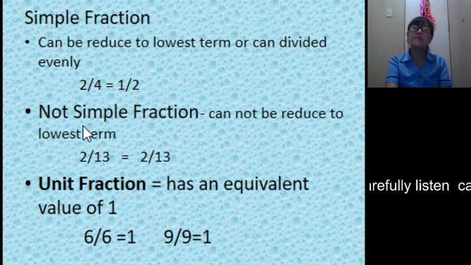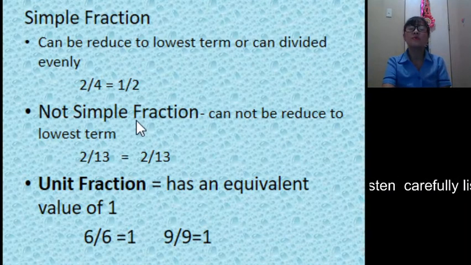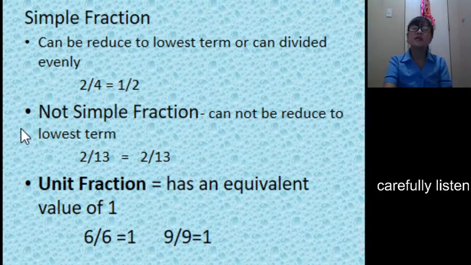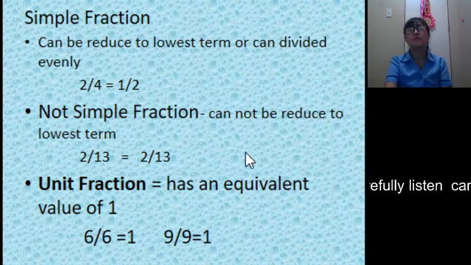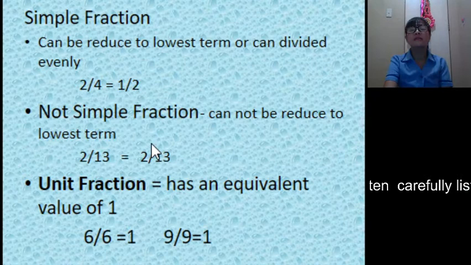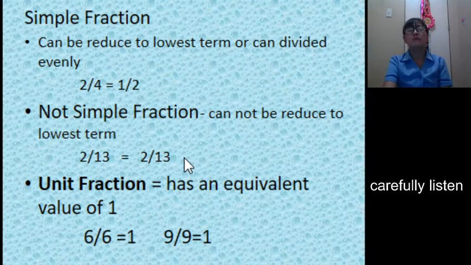Next is not simple fraction. Not simple fraction cannot be reduced to lowest term. This is a kind of fraction that cannot be reduced to lowest term. There is no such number that can divide both the numerator and denominator. So we call it not simple fraction.